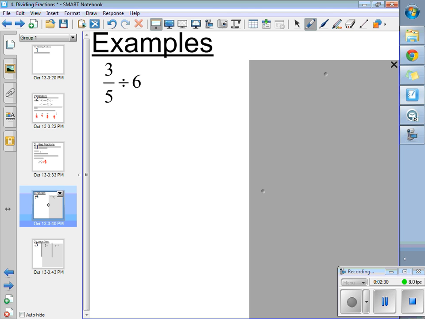On your own, our example here is 3/5. This isn't actually on your own, we'll do this together. So 3/5, we take the reciprocal of 6, which is 1/6, because this would be 6/1. All right, so now we can do our simplifying by finding our common factor of 3 within the 3 and the 6. So we simplify that. Now we've got 1/5 times 1/2, and I multiply that out, I get 1/10.